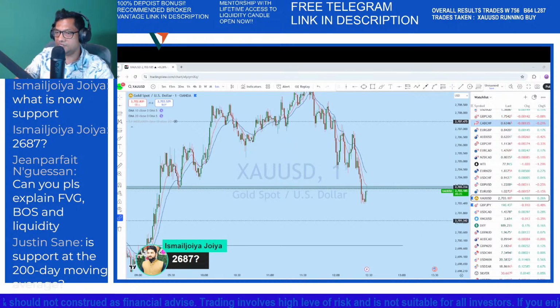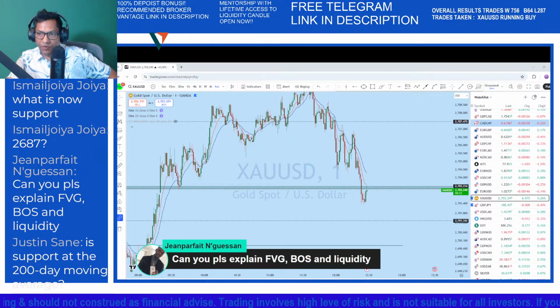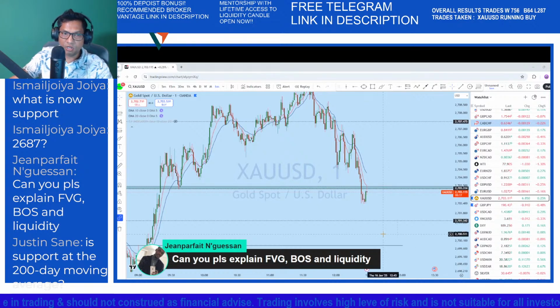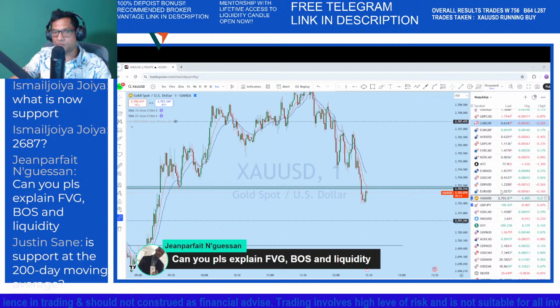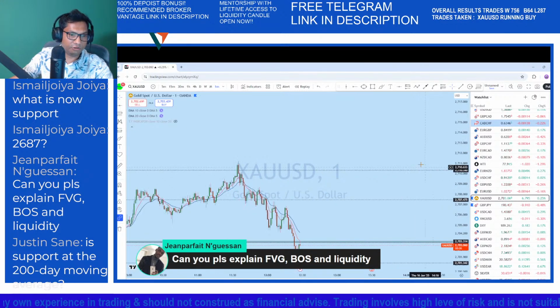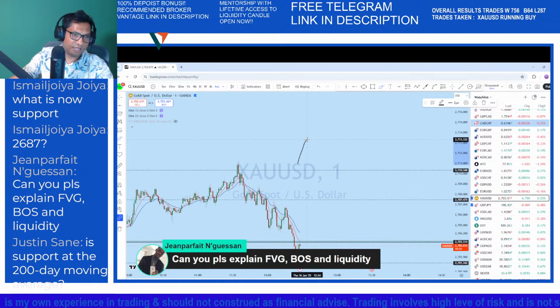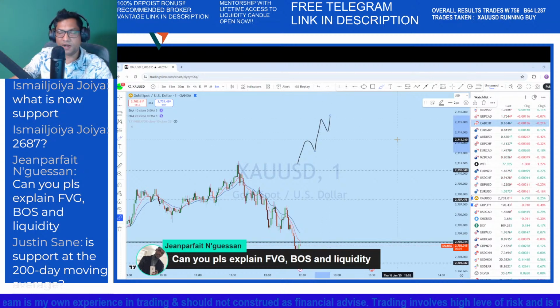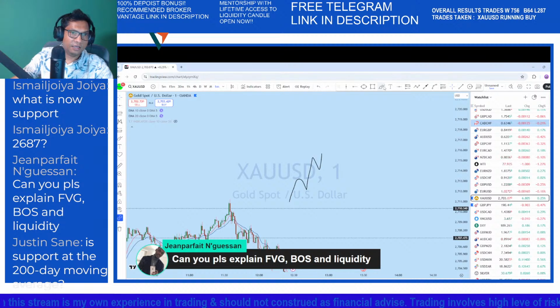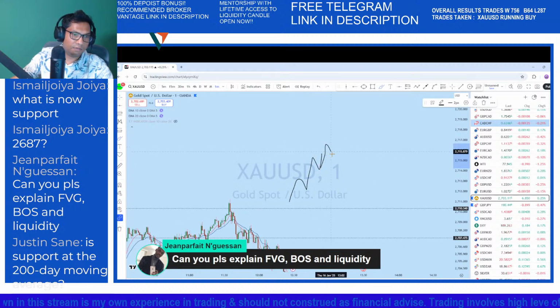Can you please explain FBG, BOS and liquidity? Two very important points. So FBG we have discussed. Break of structure is basically a break from the regular trend, right? If you look at here, let's say this is a market structure, because the market will either go up, down or sideways. So let's say this is an upside bullish market creating a series of higher highs and higher lows, which is an uptrend.